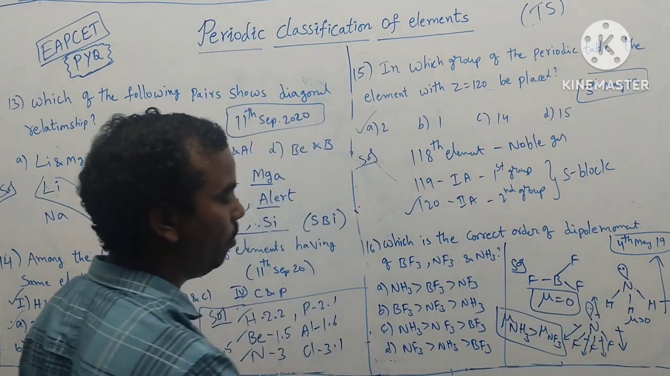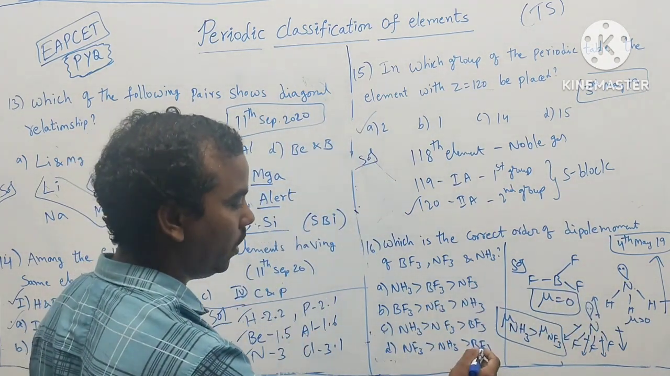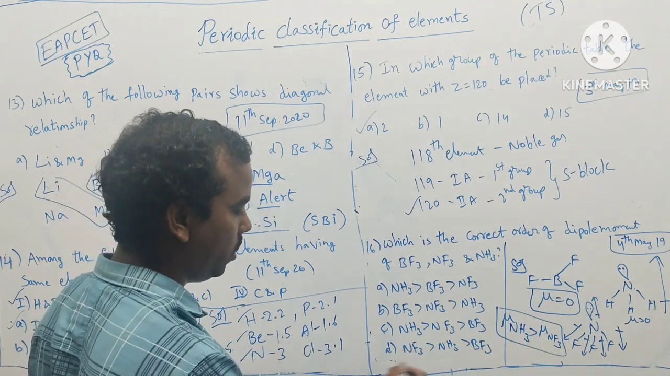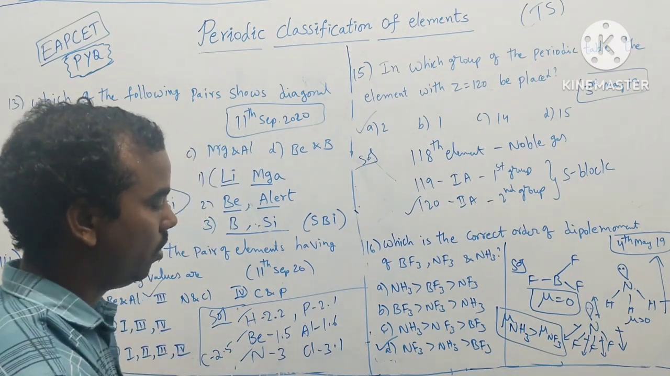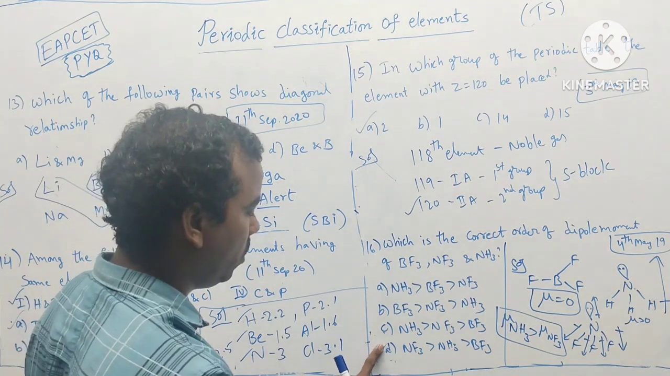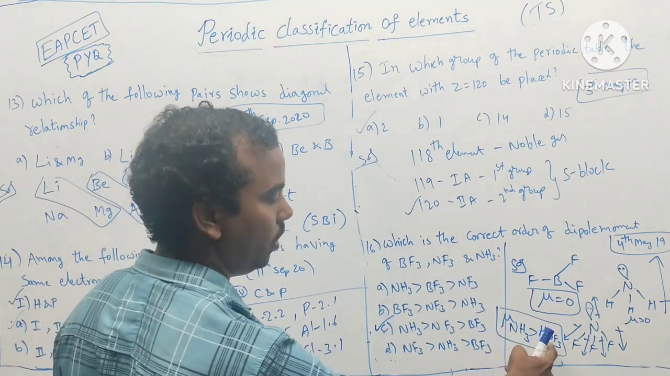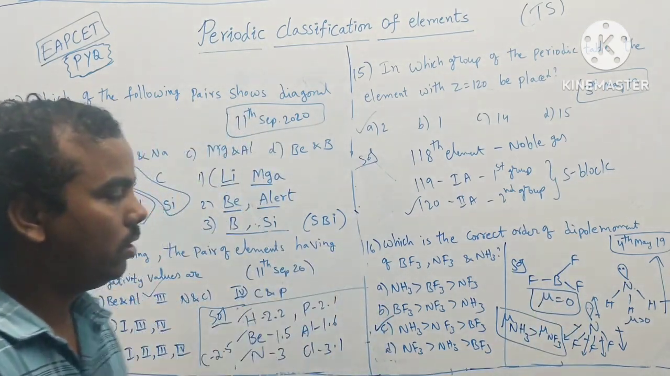Mu is equal to 0 for BF3, so BF3 is very low. Next NH3, the higher one, then NF3. So the answer is C. NH3 is higher than NF3, which is higher than BF3.